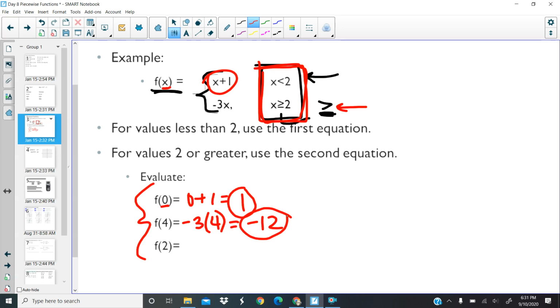And then our last one is the one we were talking about earlier, f of 2, so x equals 2. Because of the equal to line, we're going to use that second equation again. So you would have negative 3 times x, and in this case x equals 2. So that means f of 2 is going to equal negative 6.